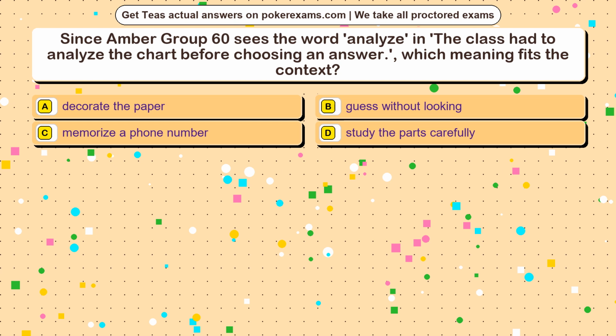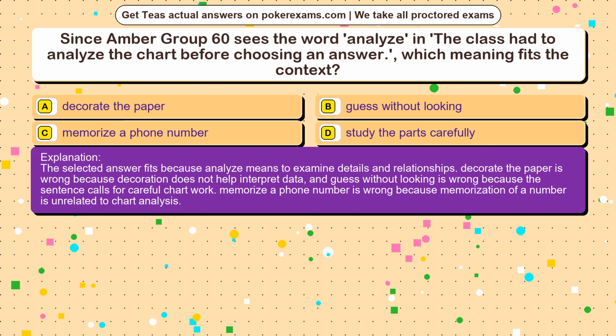The correct answer is option. The selected answer fits because analyze means to examine details and relationships. Decorate the paper is wrong because decoration does not help interpret data, and guess without looking is wrong because the sentence calls for careful chart work. Memorize a phone number is wrong because memorization of a number is unrelated to chart analysis.